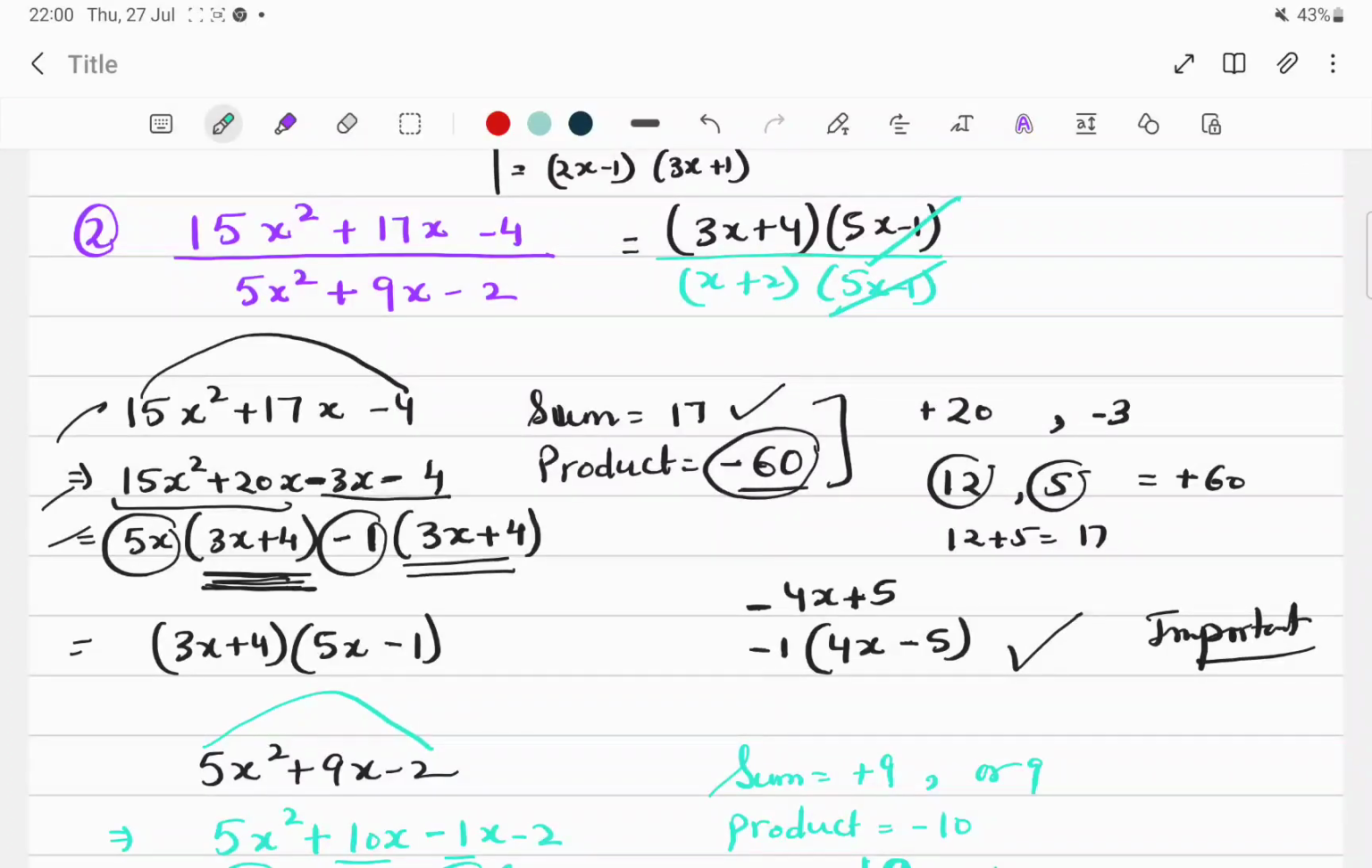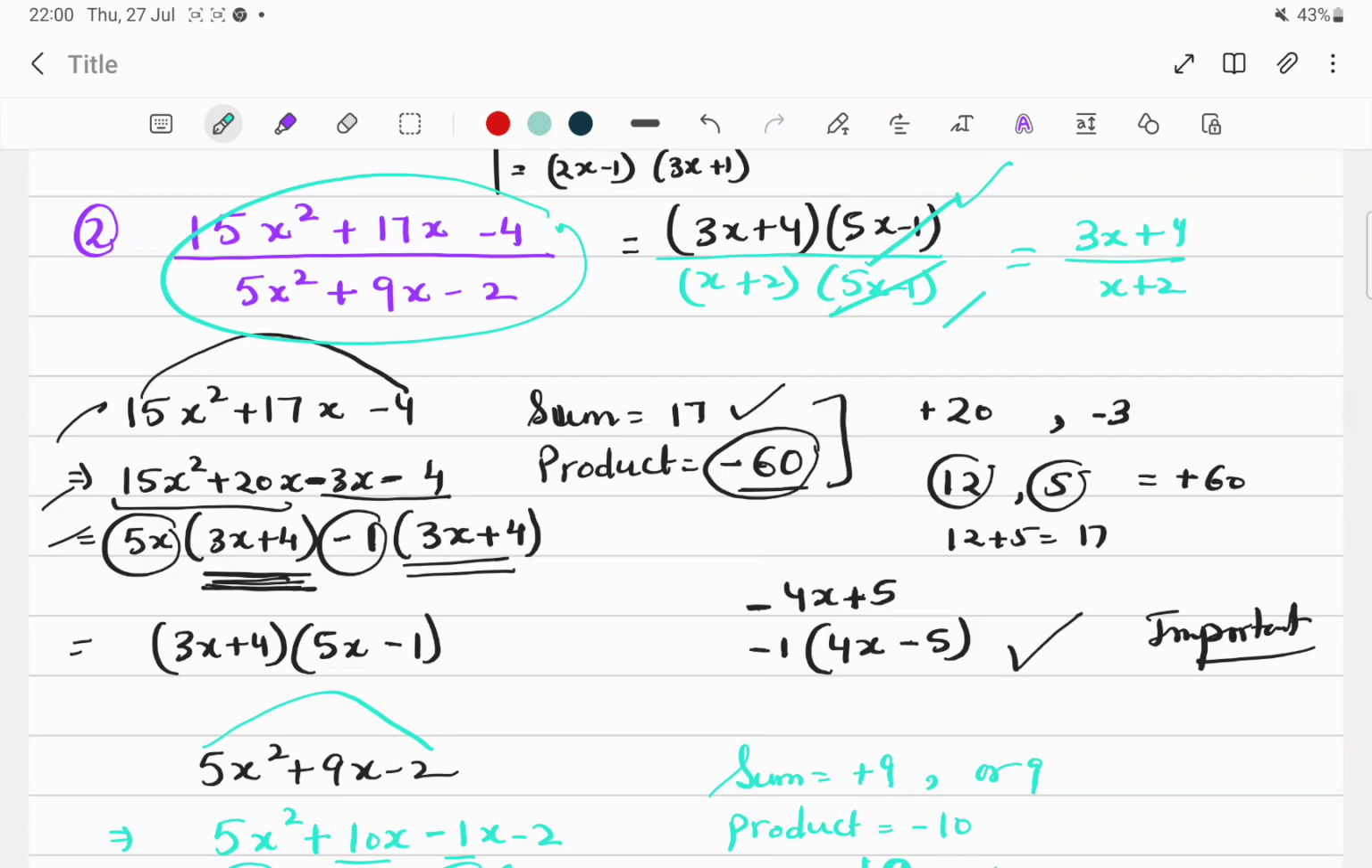So 5x minus 1 is a common factor. Here we could not see anything, but now we can see that this is a common factor and they will be cancelled, as one is in the numerator and another is in the denominator. So the final answer is now 3x plus 4 over x plus 2.